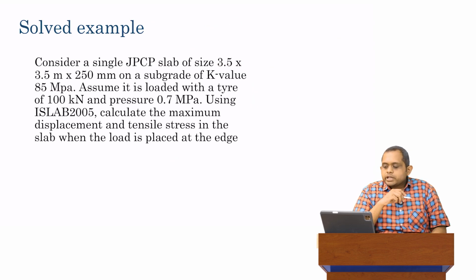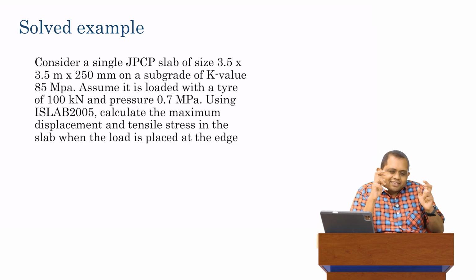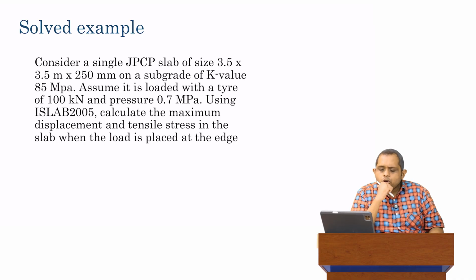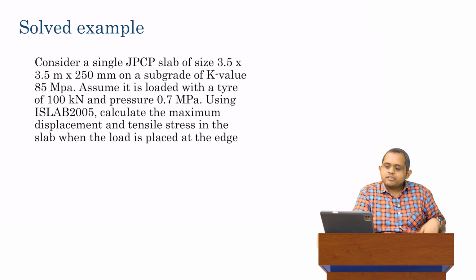All right. So I thought the best way of going through this is by doing a solved example. In the sense, I'm not going to solve it by hand. I'm going to show you how to solve this example using ISLAB. Okay, so here is the problem. Consider a single JPCP slab. So I'm getting rid of the problem of joints.